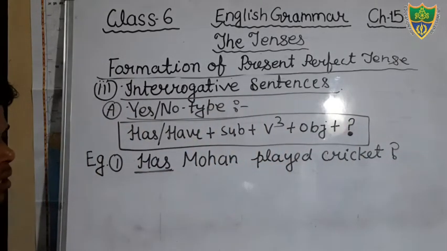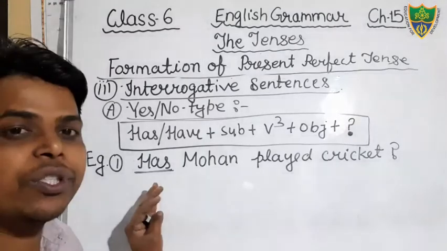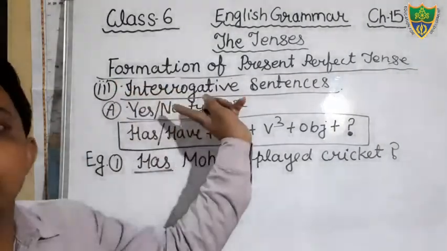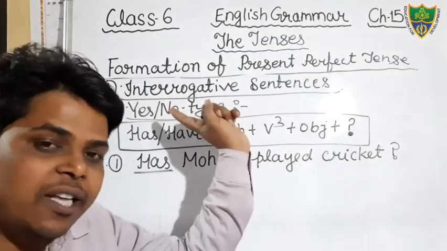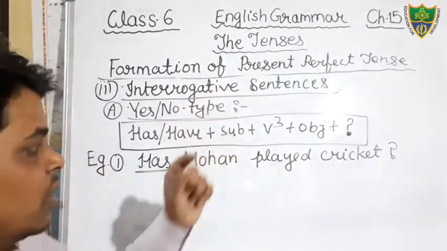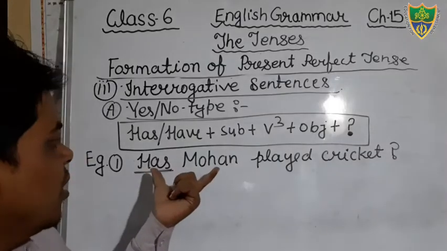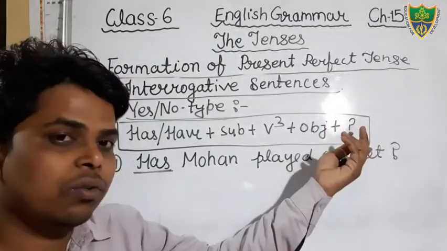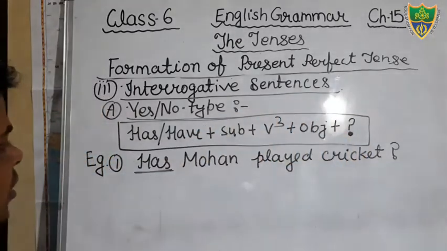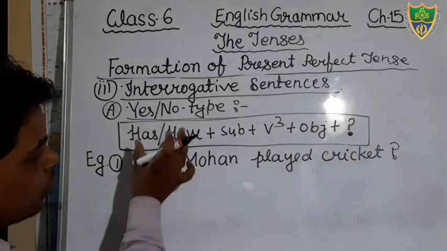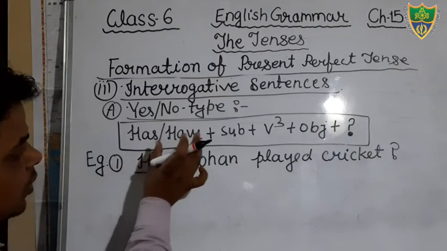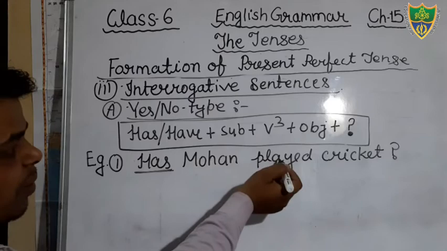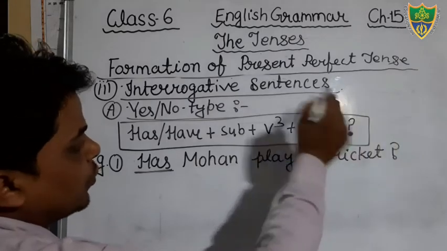Okay, at the beginning of the sentence I have used the helping verb, because this is an SNO type sentence. Its answer can be given in one word, yes or no. Okay, we can see here, has Mohan played cricket? We can give the answer in one word, yes or no. Okay, so I have also followed the structure. You can see here, there is a helping verb, there is a subject, there is the third form of the verb, there is an object, and there is a question mark.